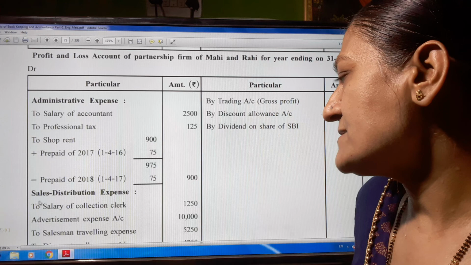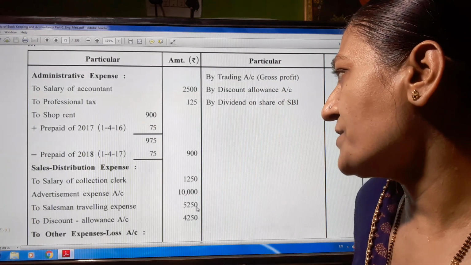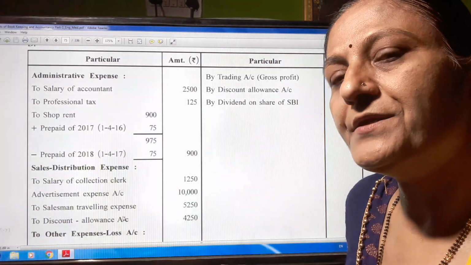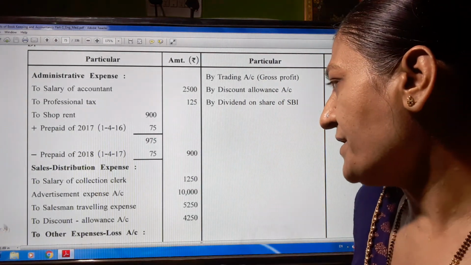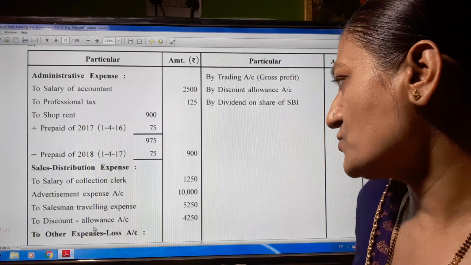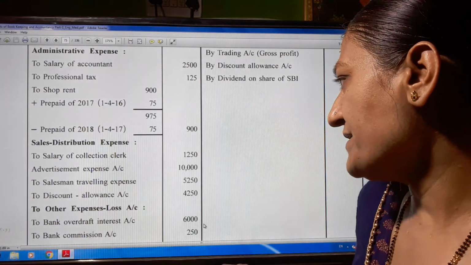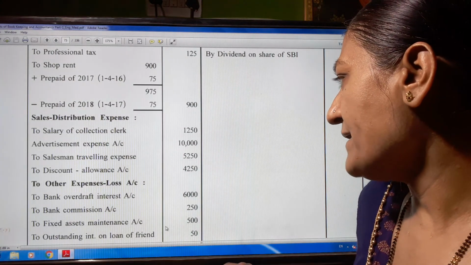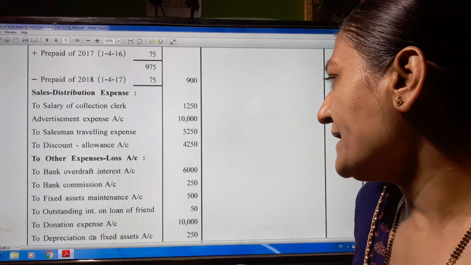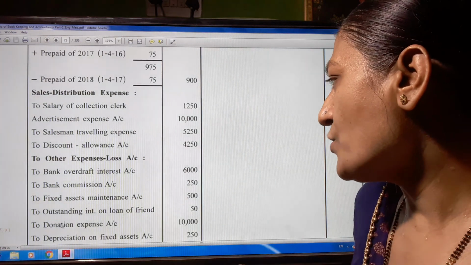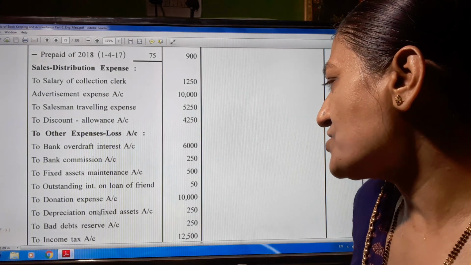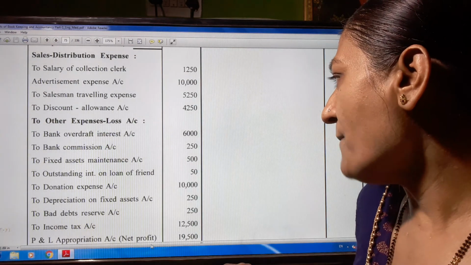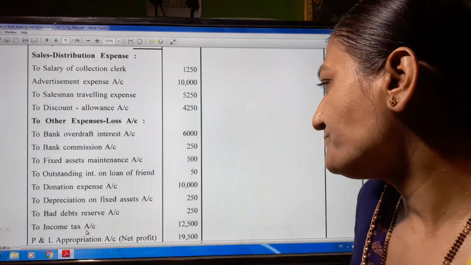Sales distribution expenses: to salary to collection clerk 1,250. Advertisement expense 10,000. Salesman traveling expense, here it is given 5,250. Discount allowed 4,250. Bank overdraft interest 6,000. Bank commission 250. To fixed asset maintenance 500. To outstanding interest on loan of friend 50. To donation expense 10,000. Depreciation of fixed asset 250. Bad debt reserve 250. To income tax 12,500.